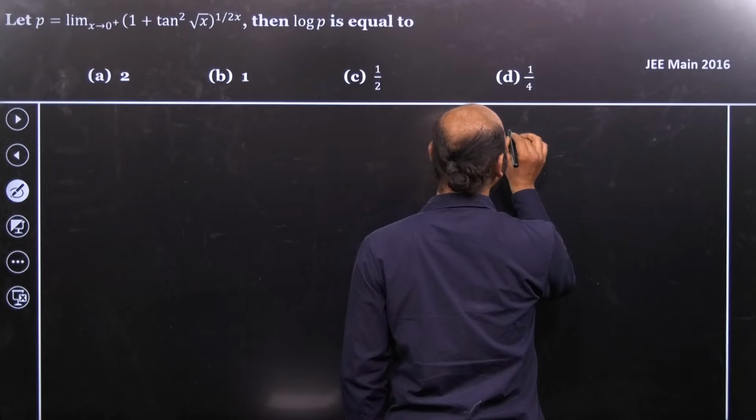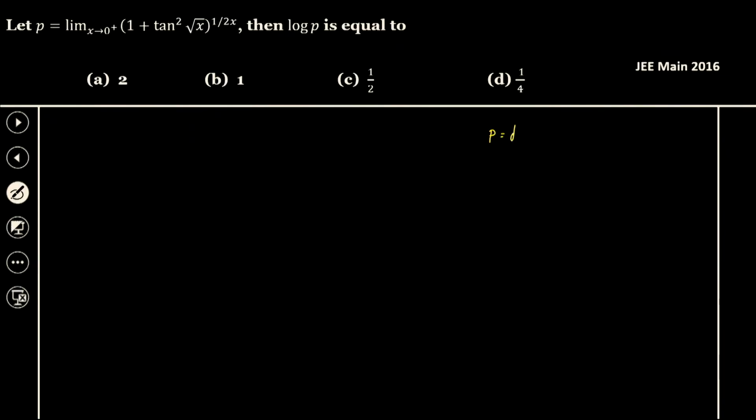So here we'll get that my right limit P is equal to limit x tends to 0 plus (1 plus tan square root x) whole to the power 1 by 2x. That's it. So here, if I use the definition of the right limit, we can say that it is limit h tends to 0, (1 plus tan square root h) to the power 1 by 2h. That's it.